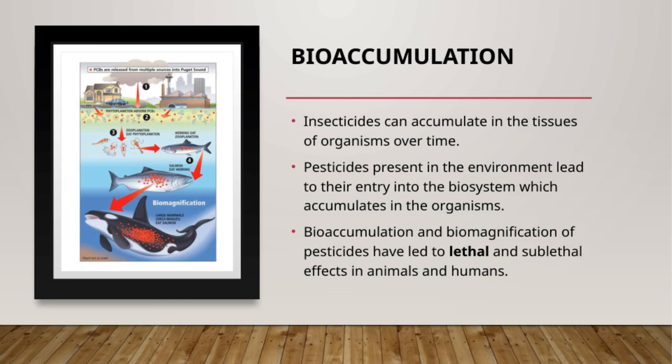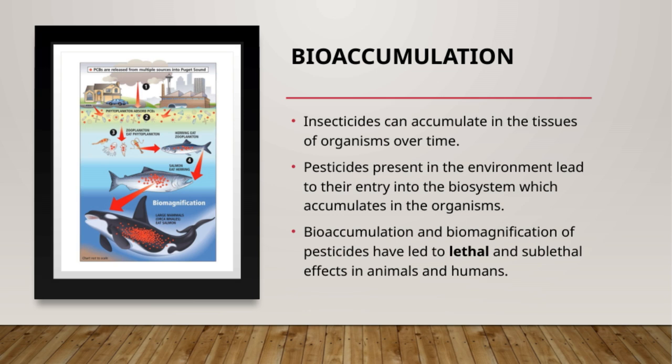Insecticides, as we've seen, can build up in the tissues of organisms over time. This means that even if the initial exposure is small, these chemicals can accumulate as they pass through the food chain. Pesticides that are present in the environment don't just stay there. They enter the biosystem through various pathways, such as water, soil, or directly on plants. Once inside, they tend to gather in the bodies of living organisms, which is what we call bioaccumulation. This process is concerning because it can lead to biomagnification, where the concentration of these pesticides increases as you move up the food chain.